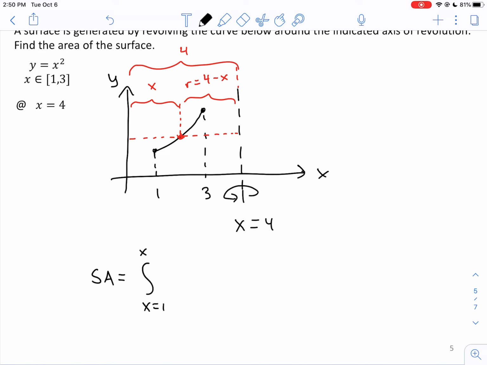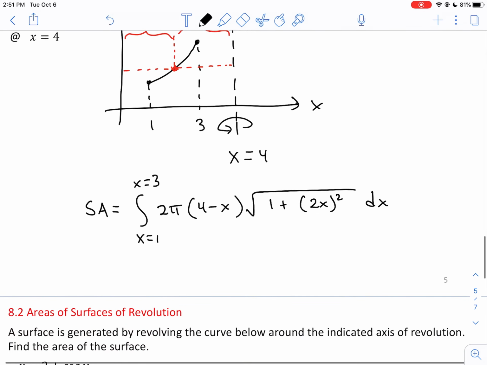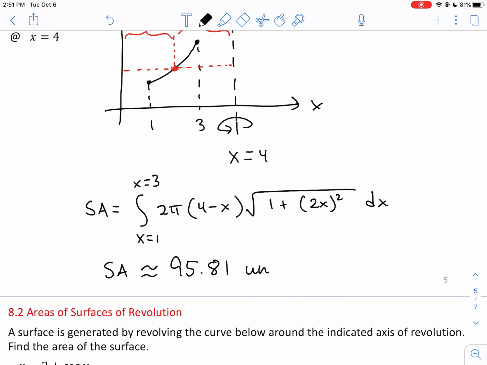We can do everything in terms of x still, even though the axis of revolution is now vertical. 2 pi times the radius. The radius is given by 4 minus x. Don't write that as square root of y because we want everything to be in terms of x. Square root of 1 plus, and then we put the derivative of the function and square that, and then we have the dx outside of the radical. And then when you reach for a calculator, you get approximately 95.81 square units this time.